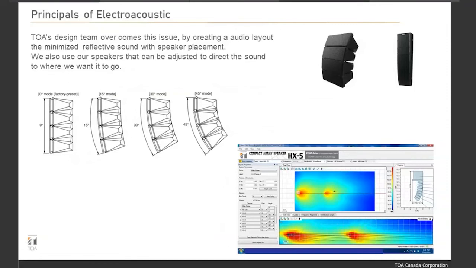One thing that we do, that's part of my job as part of TOA's design team, is we overcome the issues of intelligibility by creating audio layouts with modeling software, such as you see Ease Focus on the bottom right. It's a complimentary service that we provide upon request. We also use our speakers, these line arrays, as you can see. We can direct them to project the sound where we want it to go. These are like our HX5 line arrays, or HX7, and the SRT5 is pictured on the top right. And they're all really good pro level speakers.